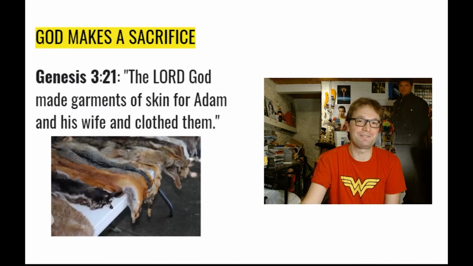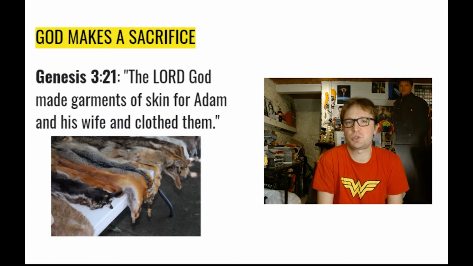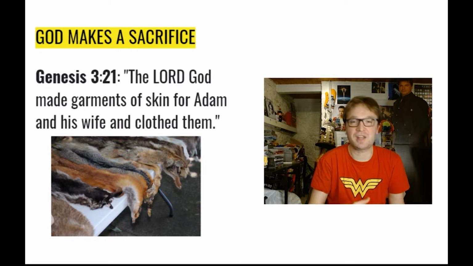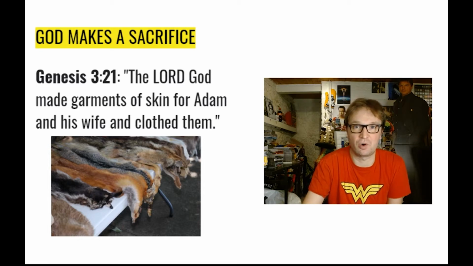God then does something very interesting. God makes a sacrifice. God kills an animal to make skins, to make clothing for Adam and Eve. According to Genesis, they are ashamed of their nakedness and also ashamed of the sin that they had committed. And what you get is a picture of what is to happen further on in the Bible. The shedding of blood for the forgiveness of sins.